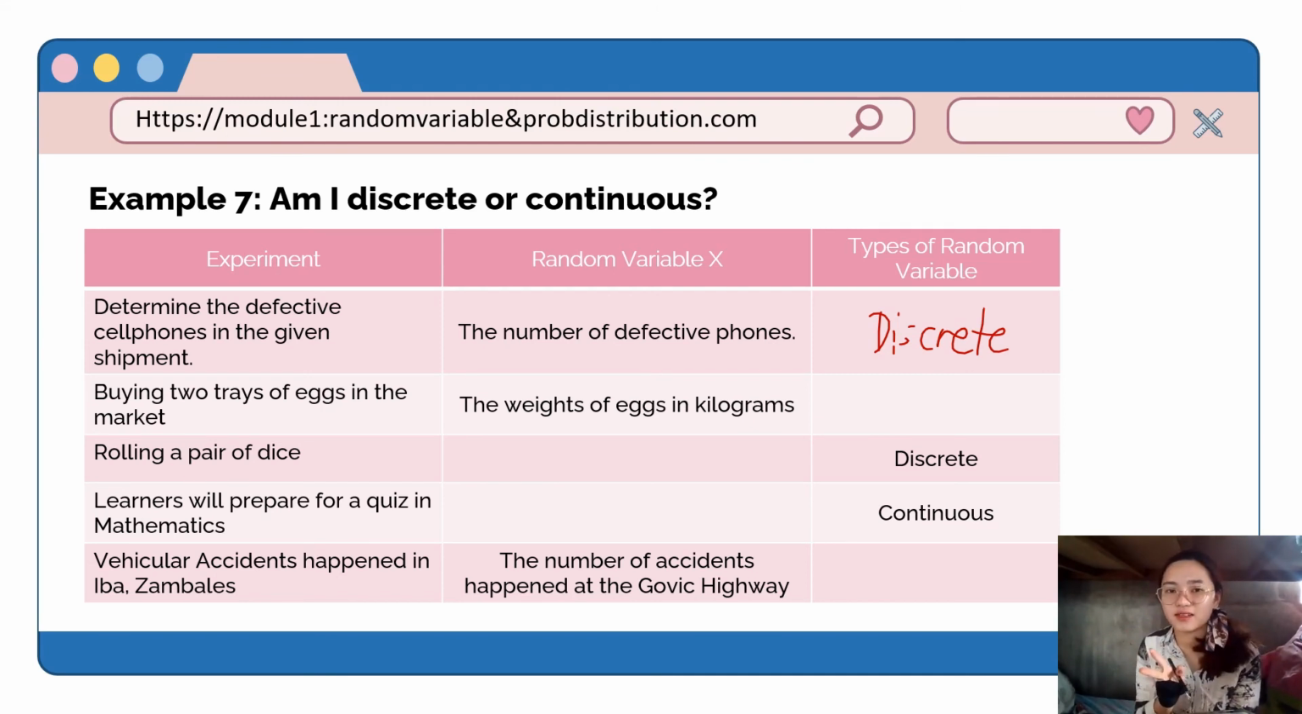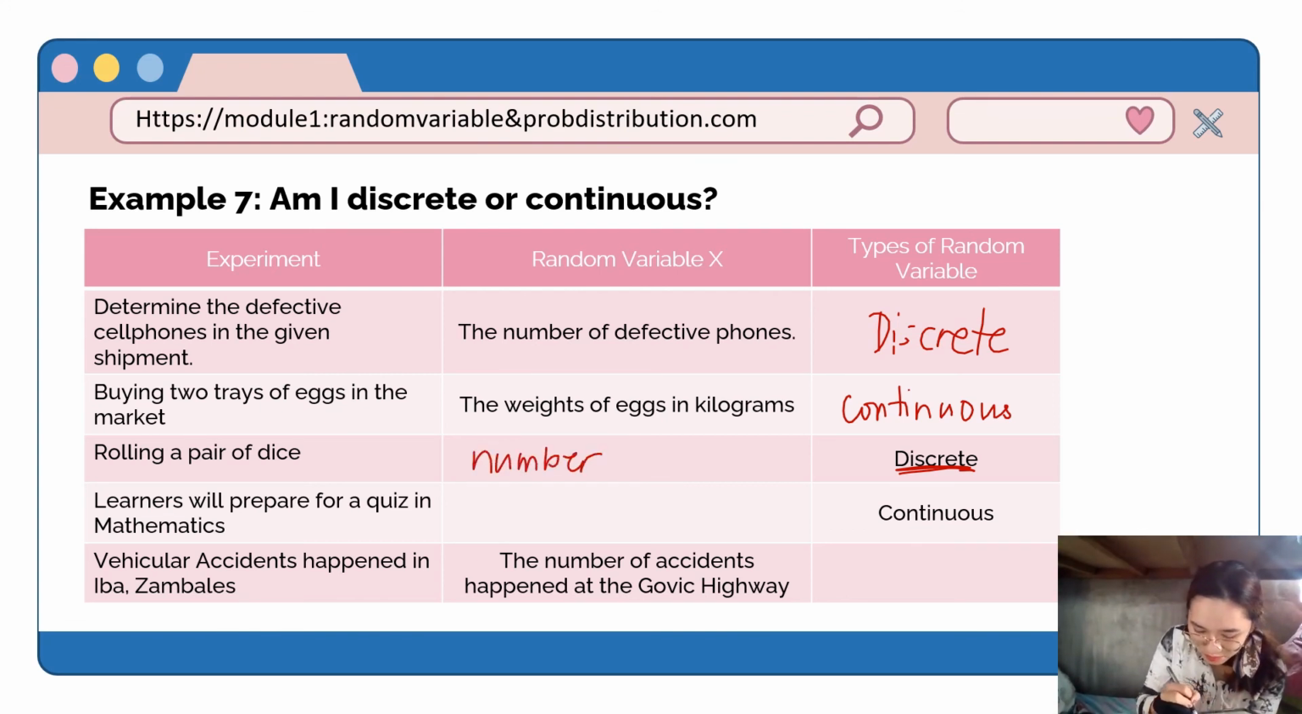Next, experiment. Buying 2 trays of eggs in the market. And your random variable is the weights of eggs in kilograms. So, since measured data siya, alam niyo na, that is continuous random variable. Okay? Next, rolling a pair of dice. Ano kaya ang random variable na pwede natin dito, which is discrete daw, dapat discrete. So, pwede natin number of evens or number of odd. Okay, so, or siguro number of 6 na lalabas doon sa ating pag-roll. Ilang 6 ang lalabas. Okay?